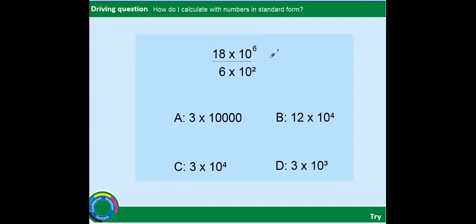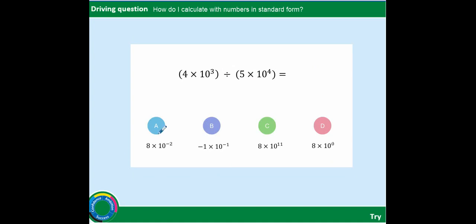Another divide, this line here means divide. 18 divided by 6 is 3. 10 to the 6 divided by 10 squared is 10 to the 4, so answer C. 4 divided by 5 is 4 fifths, or 0.8. 10 to the 3 divided by 10 to the 4, or 3 minus 4 is negative 1. That's not in standard form. Multiply this by 10, so divide this by 10.